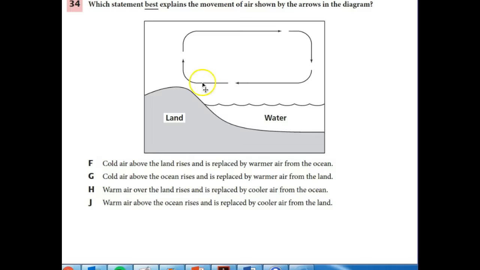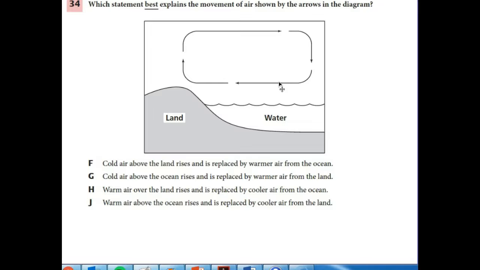So is this the daytime picture or the nighttime picture? Which one would the land be warmer, during the day or the night? Yes, the day. The land heats up faster than the water, so during the day, the land is really hot. So you have warm air rising over the land, cool air sinking over the water.